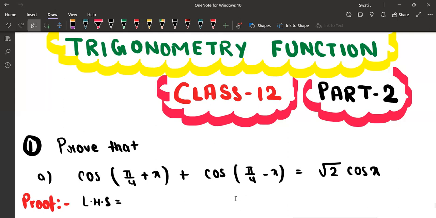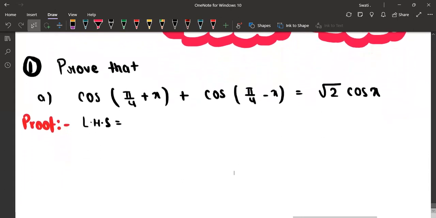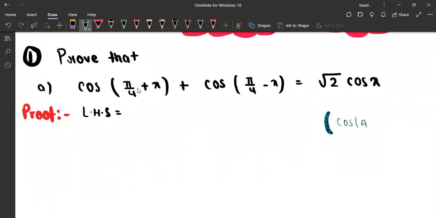For this question, we are going to use a formula. One thing we should keep in mind whenever we are solving maths questions is that if any formula has been used, make sure you write down that formula on the side. So I'll write down the formula for this question. The formula is cos(A + B) + cos(A - B). Of course, we can see the question is in this form only. The formula is 2 cos A cos B. Please write down these formulas somewhere, whatever formulas I'm using in this video.